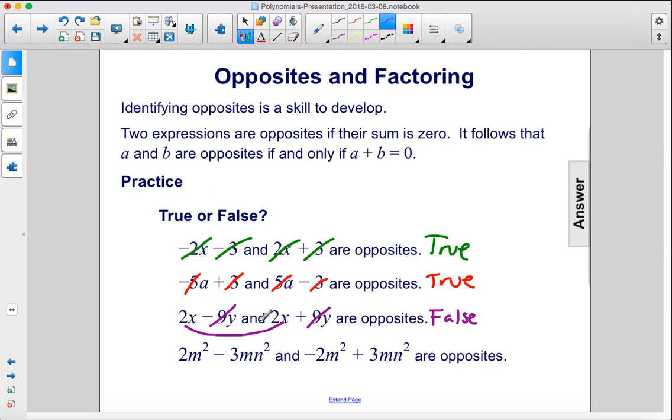And finally, we have 2m squared minus 3mn squared and negative 2m squared plus 3mn squared. Are those opposites? 2m squared and negative 2m squared do cancel. And 3mn squared minus 3mn squared also cancel. So this is true. They are opposites.